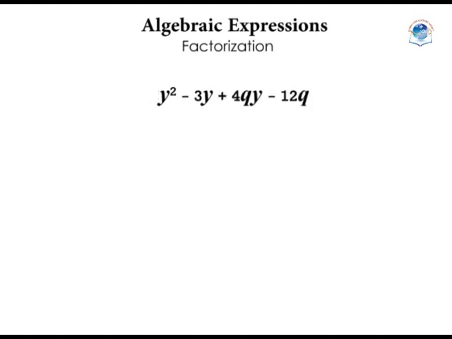Now consider y squared minus 3y plus 4qy minus 12q. The first two terms have a common factor, y. So we have y into y minus 3. The next two terms have a common factor, 4q. So we have 4q into y minus 3. And lastly, we have y plus 4q times y minus 3.